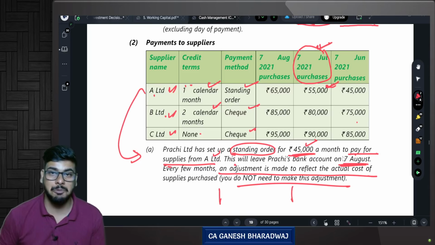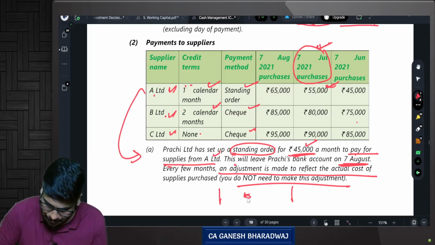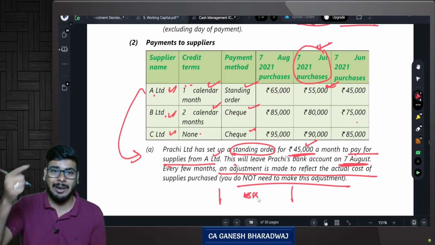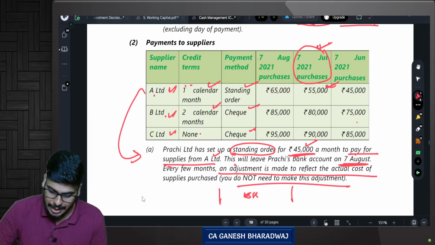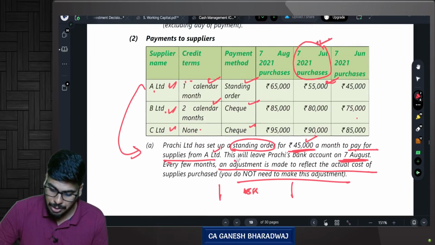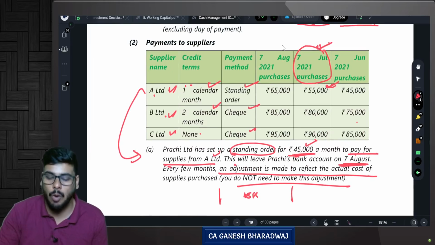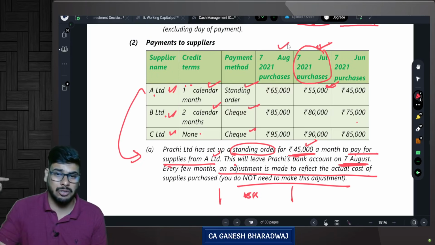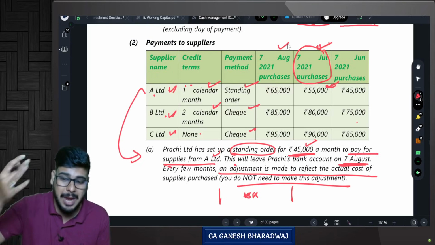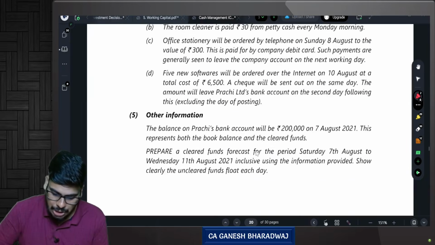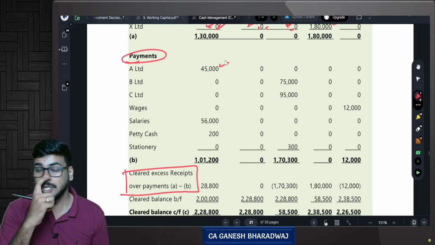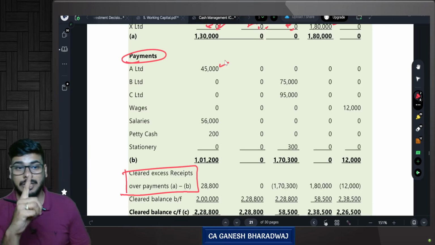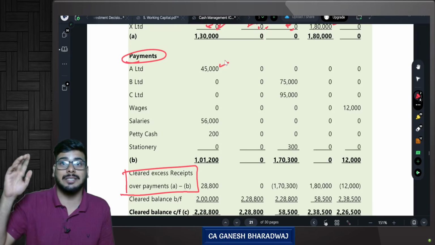So technically speaking, what happens here? Only 45,000 rupees moves out of my bank account, but it happens instantaneously. Are you clear with this? So this standing order of 45,000 rupees, it gets debited on what date? On 7th of August. So on 7th of August, the amount that gets paid to A Limited is 45,000. So immediately go down and write down 45,000. Be very careful. It's not 55,000. 55,000 is actually the purchases made. Correct? 1 month, that's what we will think.